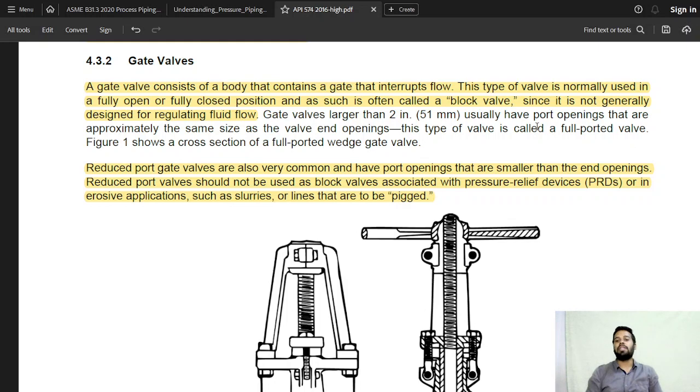This type of valve is normally used at fully opened or fully closed positions, and as such often can be called a block valve, since it is not generally designated for regulating the fluid flow. Reduced port gate valves are also very common and have a port opening that is smaller than the end openings. A reduced port valve should not be used as a block valve associated with pressure relieving devices or in erosive applications such as slurries or lines that are to be pigged.